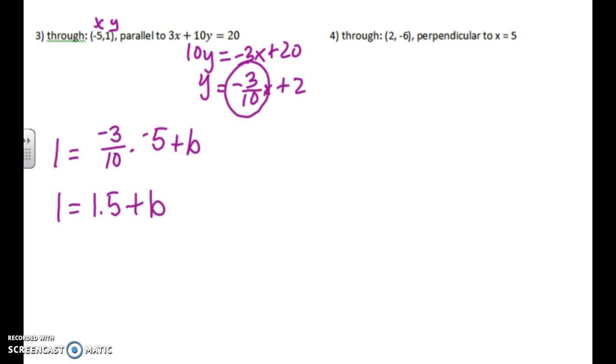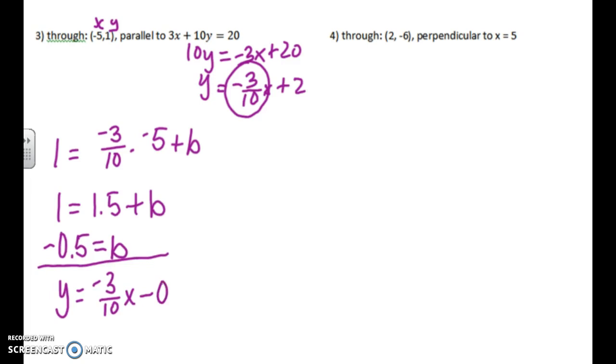Then we substitute and simplify, now we can solve. So subtract that 1.5, and that's going to give you -0.5 equals b. So that being said, our equation is y equals -3/10 x minus 0.5.